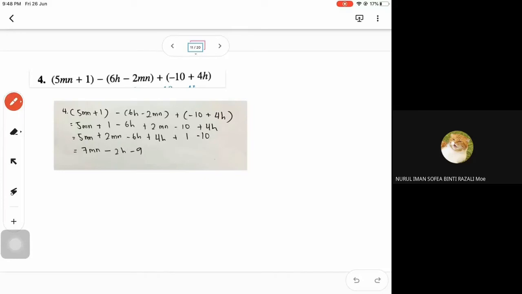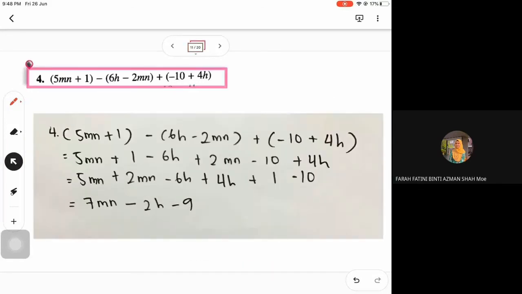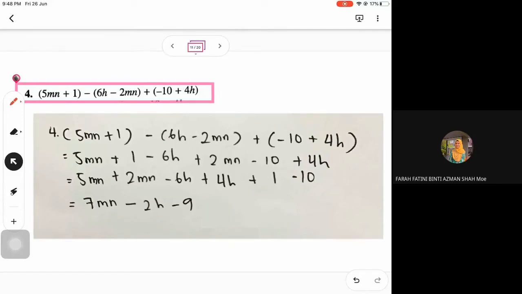Next is slide 11. Siapa? Farah. Farah, okay. Please, Farah. Okay. Boleh guna arrow tunjukkan dekat soalan tu. Okay. 5mn plus 1 minus 6h minus 2mn plus negative 10 plus 4h. So the first step is rewrite the whole equation without bracket. But remember when we rewrite them, some operation will be changed. So 5mn plus 1 minus 6h plus 2mn minus 10 plus 4h.